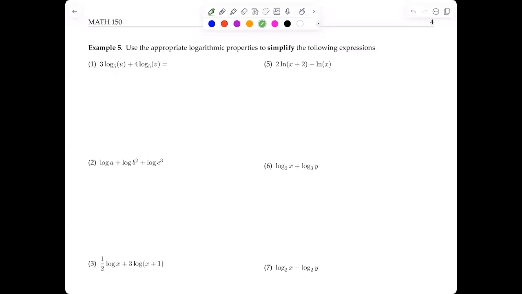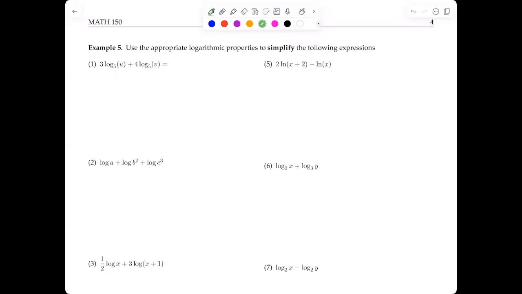Some of you notice that they have different bases, this log base 2 and this log base 3. When you have different bases, you cannot combine them together. So the answer to this is not possible. Let me quickly do a few problems here, and then I'm just going to give you the answer for the rest.